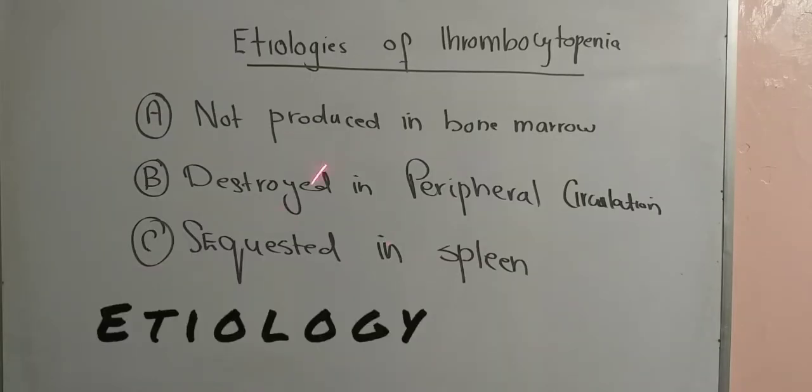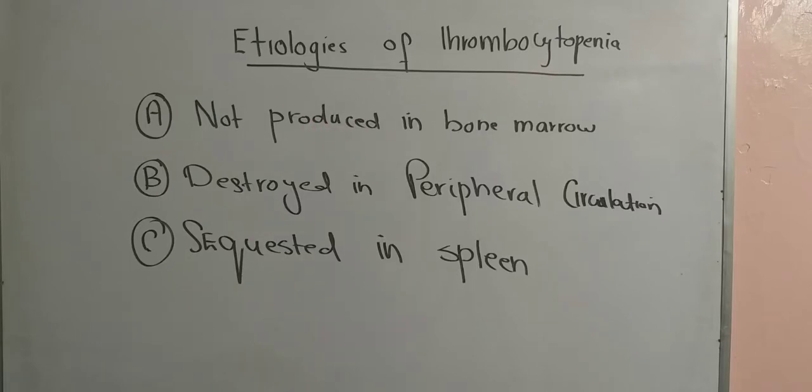Talking about the causes or etiology of thrombocytopenia, these can be broadly subdivided into three categories. One is when there is no production of the platelets in the bone marrow. Secondly, they are produced in the bone marrow, but these are destroyed in the peripheral circulation. And thirdly, whenever there is a spleen enlargement, then there is a sequestration of the platelets within the spleen, or they are separated from the circulation within the spleen.